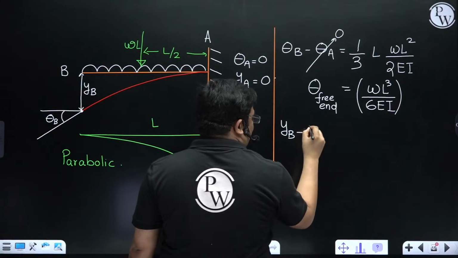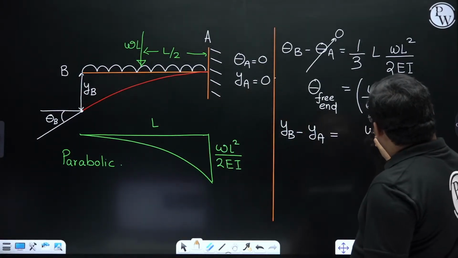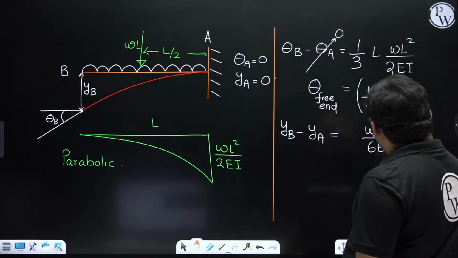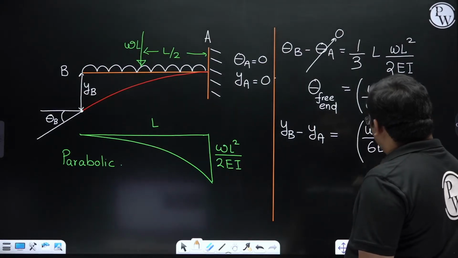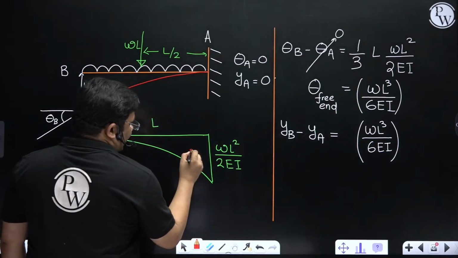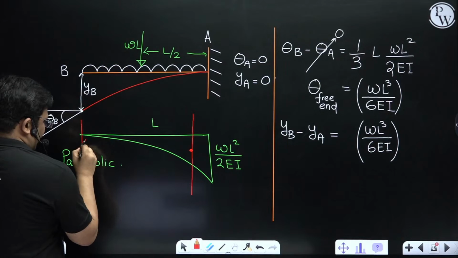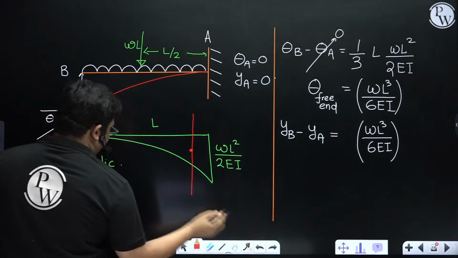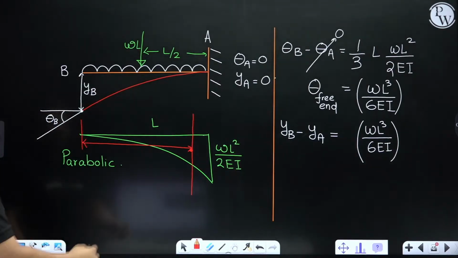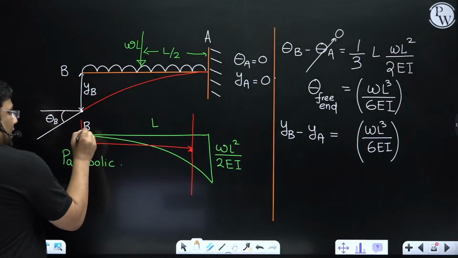YB minus YA is equal to the moment of the area. Area we have already got. Moment of the area about B. So I have to take the centroid here and find the distance of this centroid from point B. Then only I can find the moment about B.